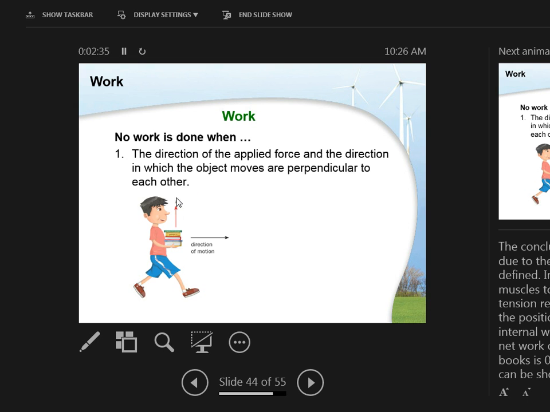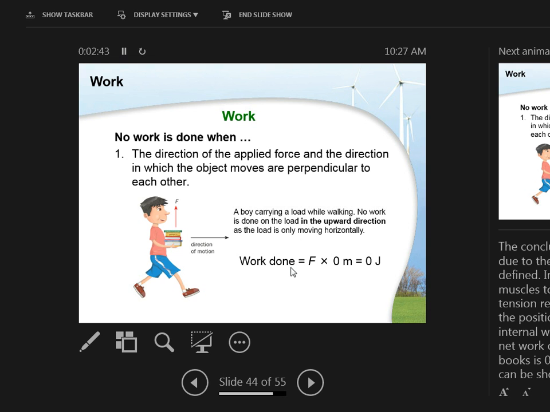And we see that these two directions, they are perpendicular to each other. Okay? So work done will be the force upwards times the distance moved upwards, which is 0. So it is 0 joules.